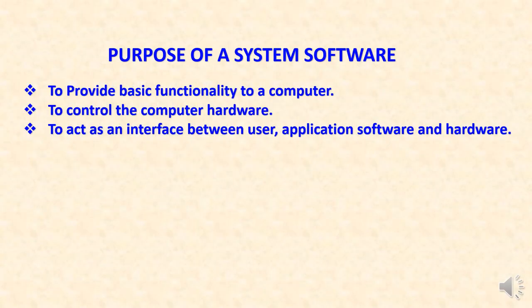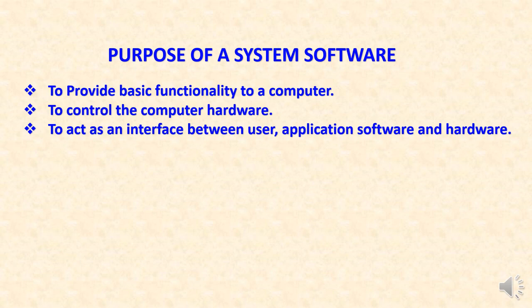Purpose of a system software. The first purpose of a system software is to provide a basic functionality to a computer. Dear students, at a fundamental level, computers operate through four functions, that is input, output, processing and storage. Now to use these four functions, we need an operating system in a computer.